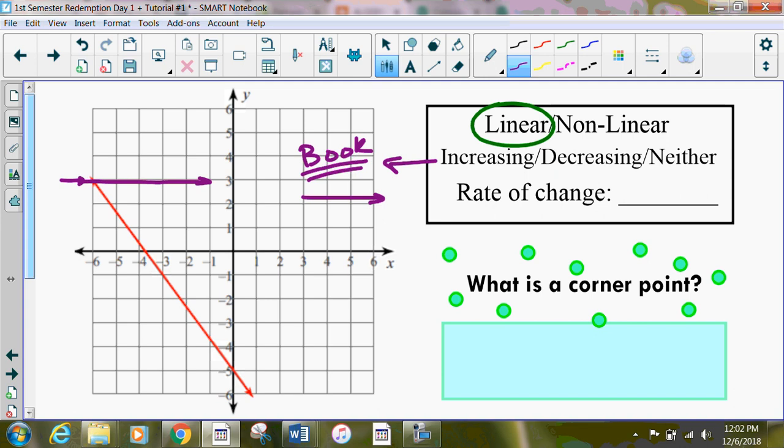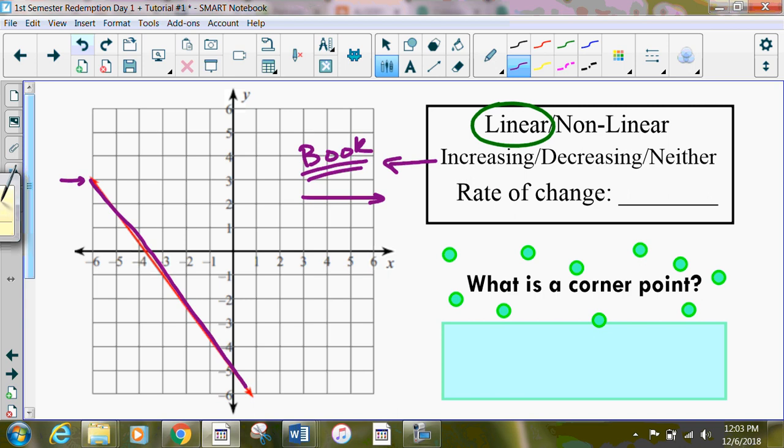So what does that mean? As we're looking at this graph from the left to the right, we see that it's going downhill, right? It is definitely heading downhill, which is decreasing. Now, sometimes people have a problem with this, and they really can't tell increasing or decreasing.